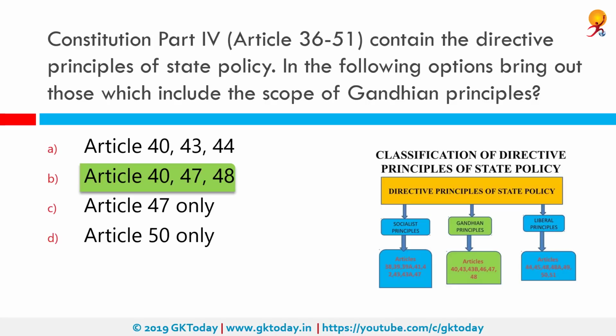Article 40 states the organization of village panchayats. Article 47 states to bring about the prohibition of intoxicating drinks and drugs that are injurious to health. And Article 48 states to prohibit the slaughter of cows, calves and other milk and draught animals. So these are all directive principles of state policy which are based on Gandhian thought.